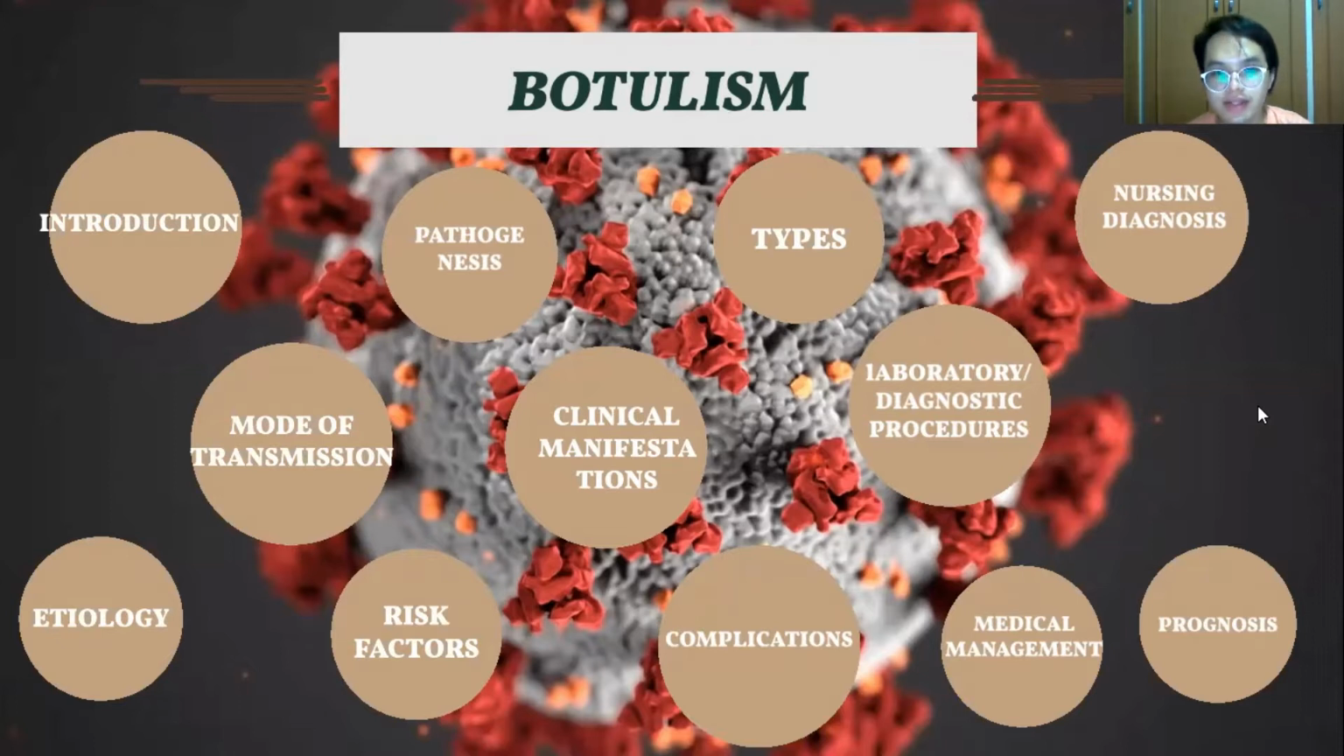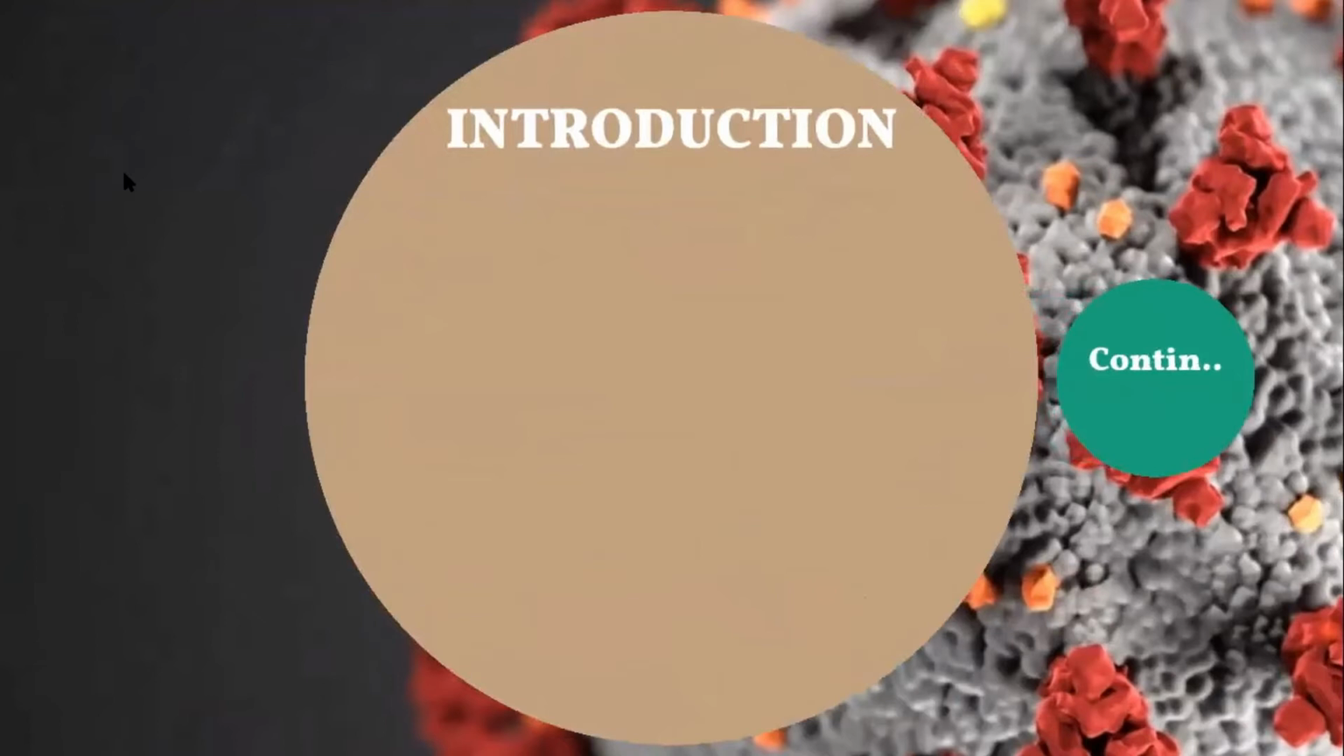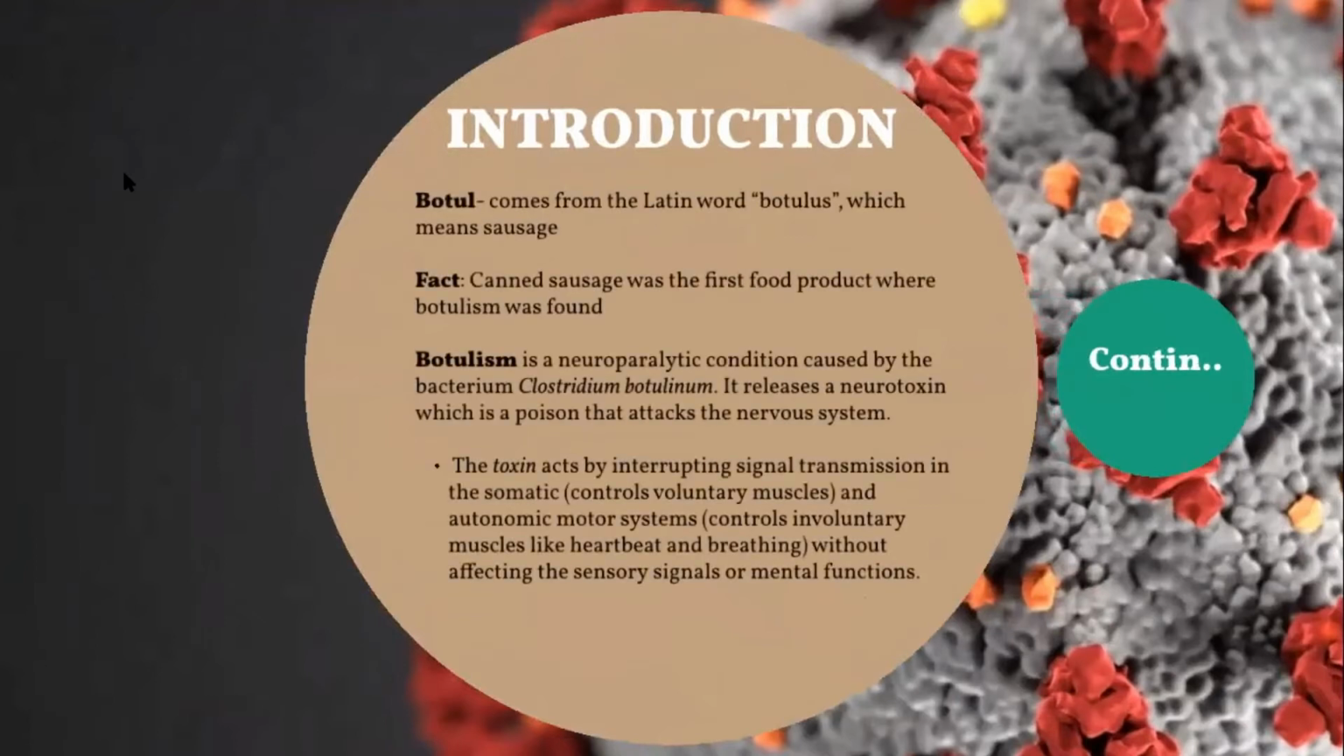Today we're going to discuss botulism. We're going to talk about the overview of botulism, the etiology, the mode of transmission, the risk factors, the pathogenesis, the clinical manifestations, the complications, the types of botulism, the laboratory and diagnostic procedures, the medical management, the nursing diagnosis, and the prognosis. Botulism comes from the Latin word botulus, which means sausage.